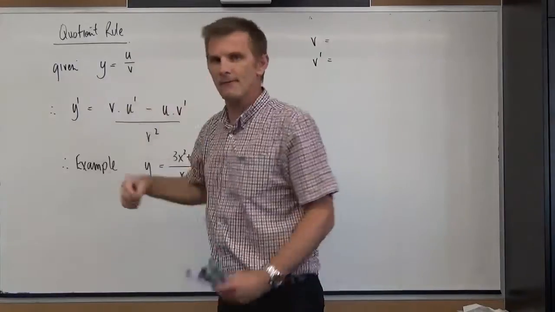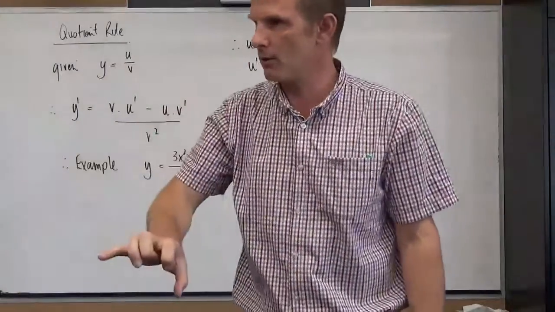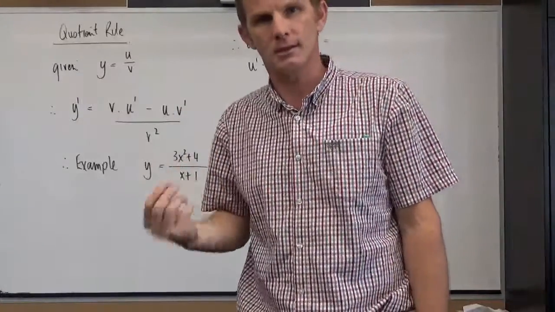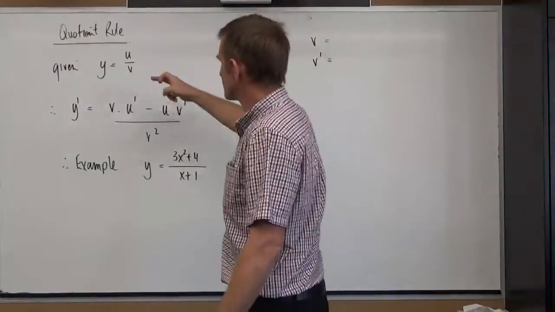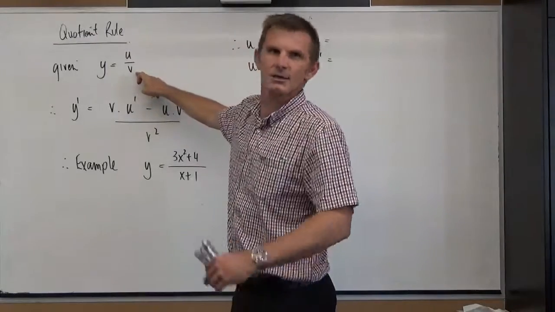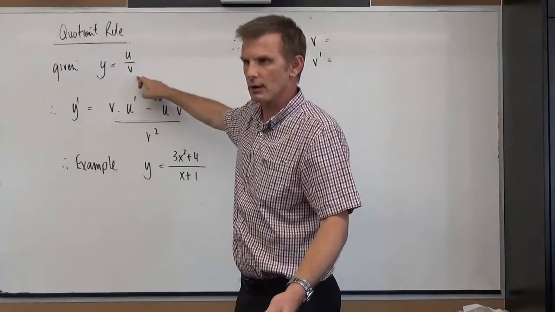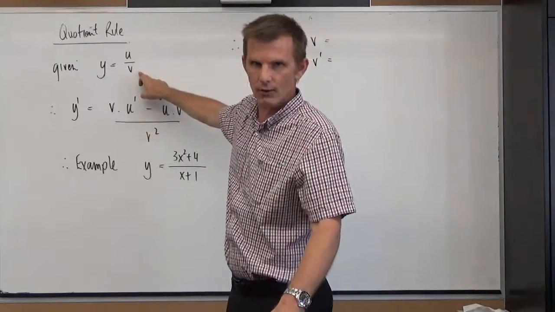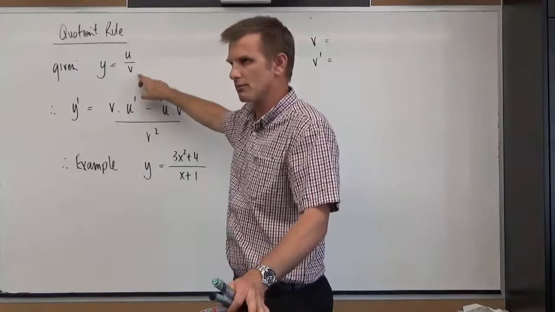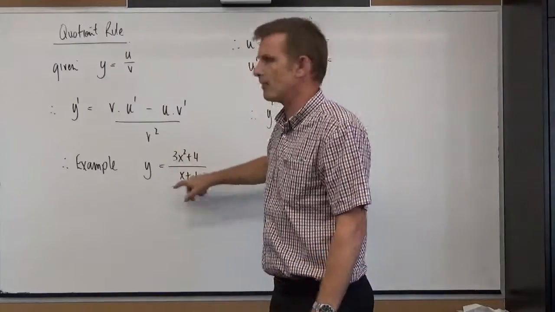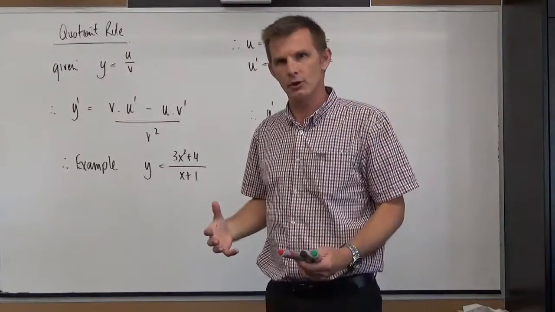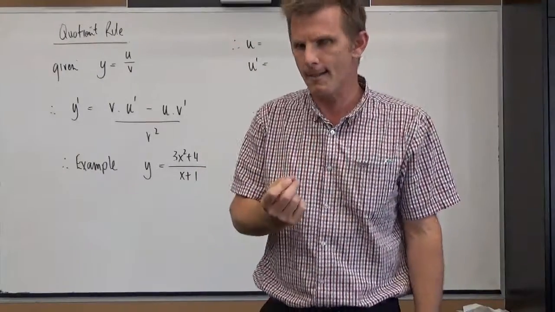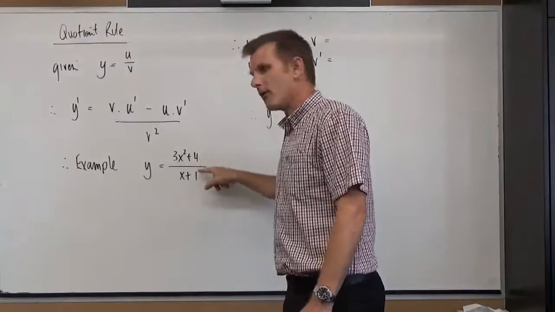You're going to have two functions, one on the top line, one on the bottom line. Because they are functions, they're both going to have an x term in there somewhere. So if this was just 3 divided by x, that's a different sort of question. If this was 4x divided by 5, that's a different sort of question. That's really just your standard question. It's when you've got an x on the top and the bottom line, that's when you want to use the quotient rule.